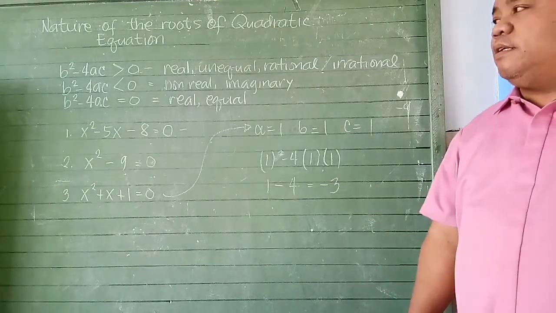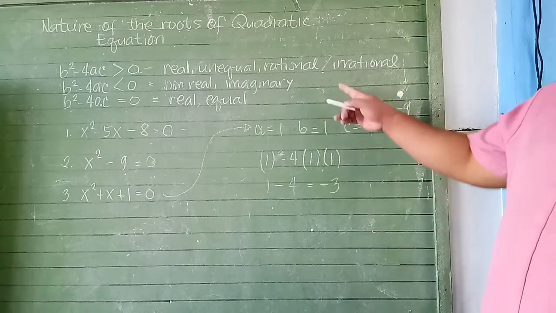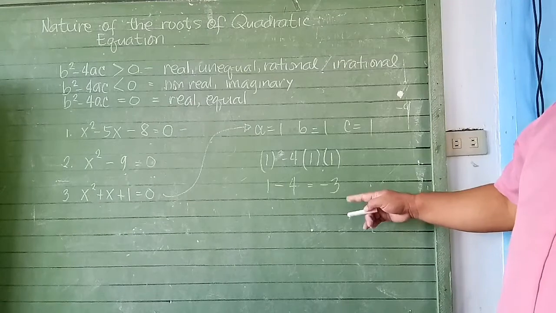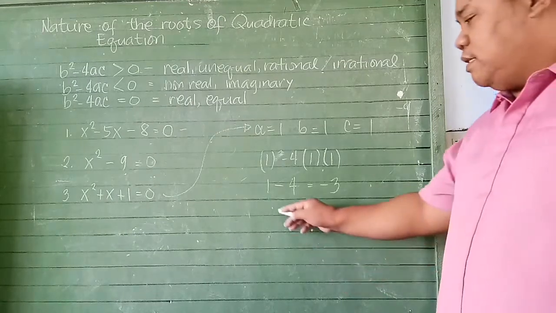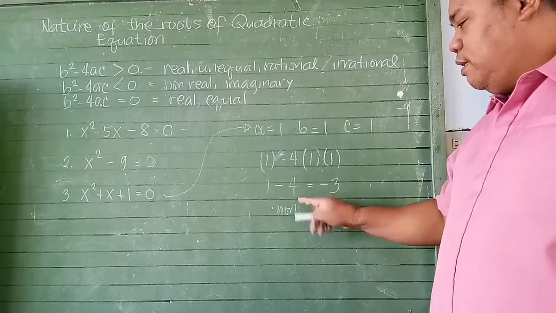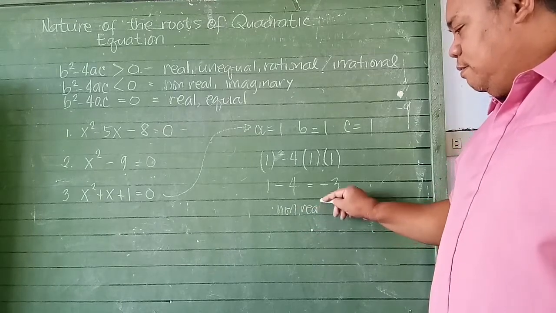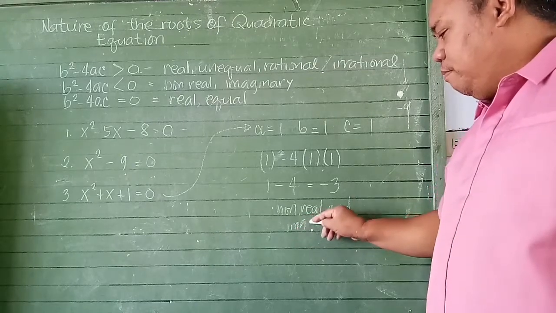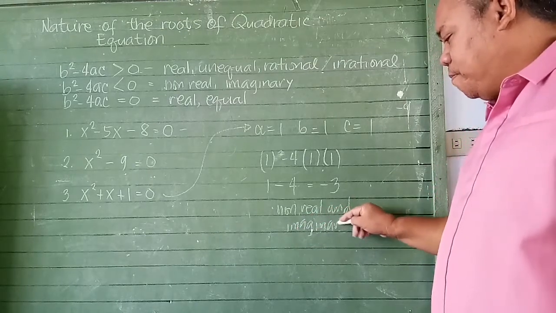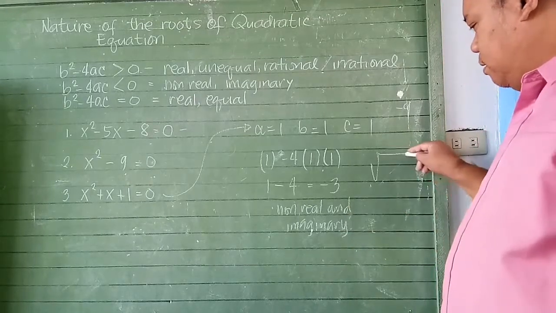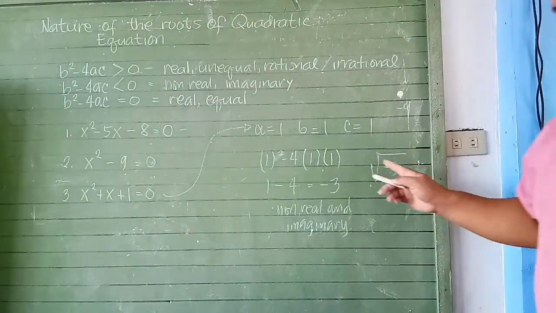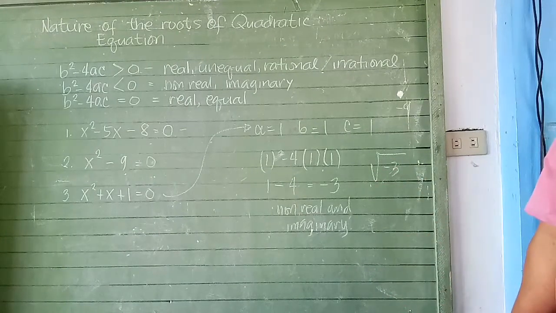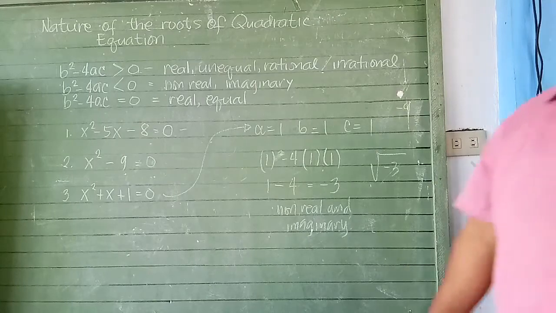So it falls under class 2, where the discriminant is less than 0 because it's negative 3. So what will be the types of the roots? This is non-real, imaginary. Because there is no such thing as a square root of a negative radicand, therefore it is imaginary. And that's all.